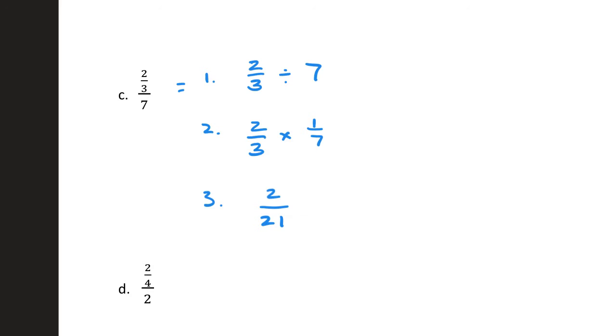Okay. So again, follow your steps. First step would be to write as a division problem. Second step, multiply by the reciprocal. And then third step is we actually multiply across. Multiply your numerators, multiply your denominators.